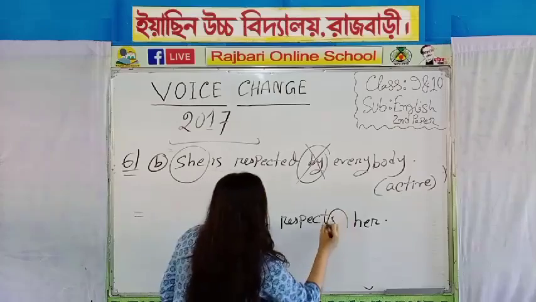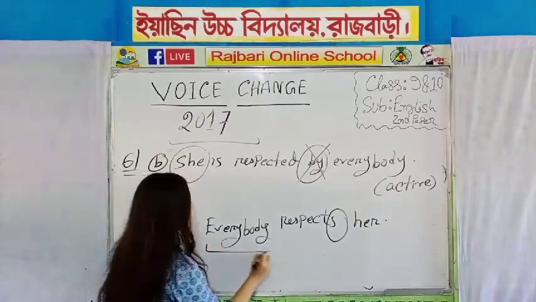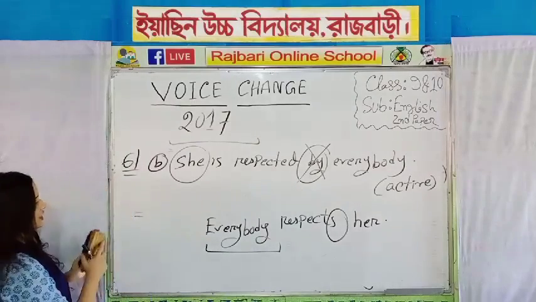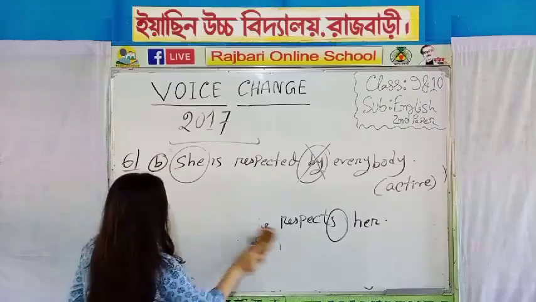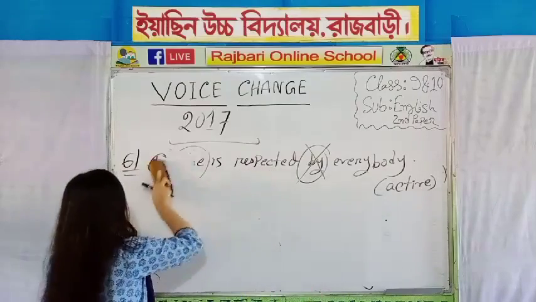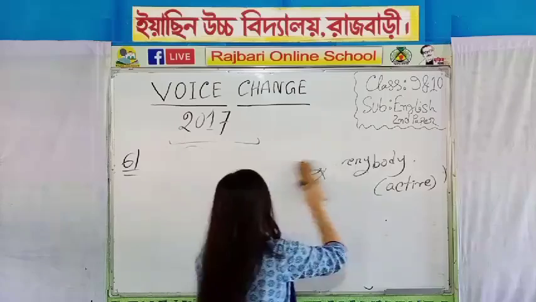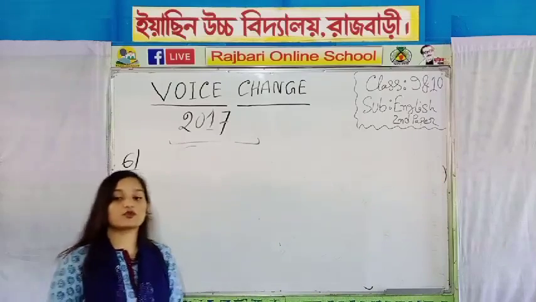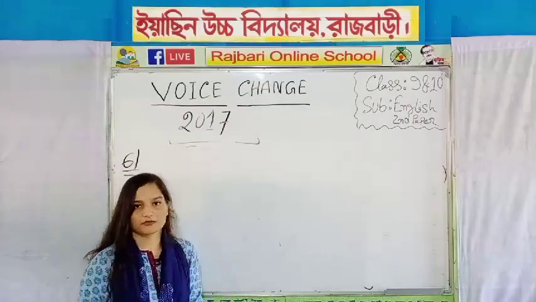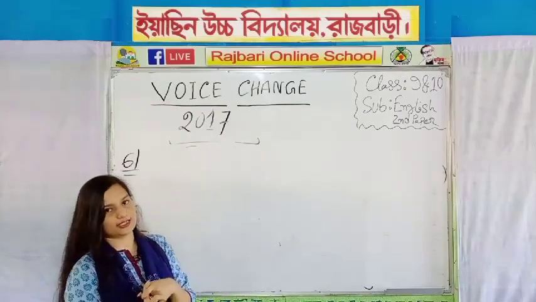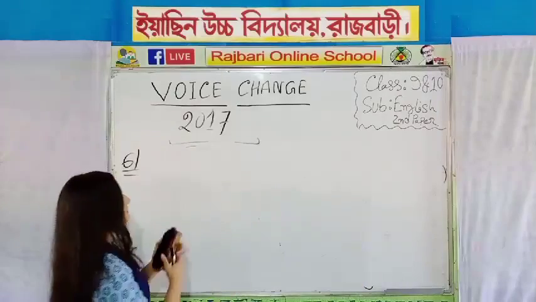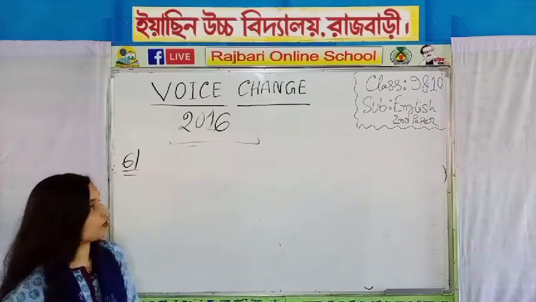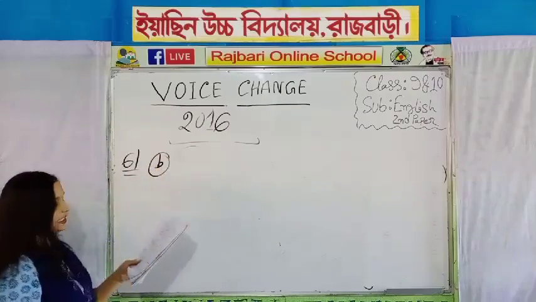Now, why here is because of this everybody. Subject. We are counting everybody as singular subject. Okay? Now, second question was, second question, 2017, there was only one question of voice change. Now let's go for 2016. 2016. The first question of 2016 was B, voice change.